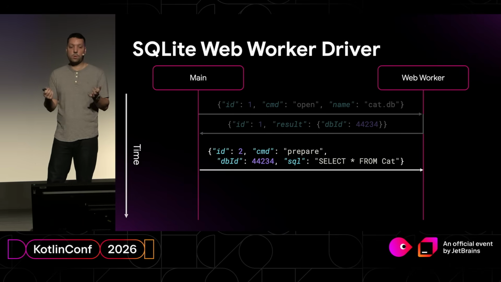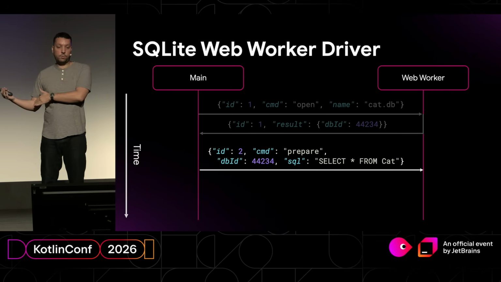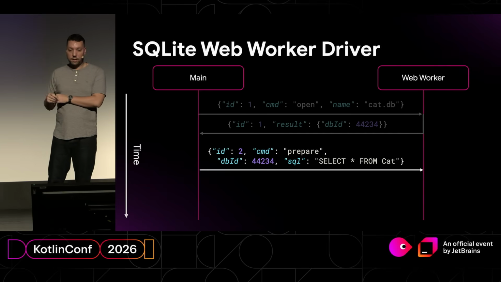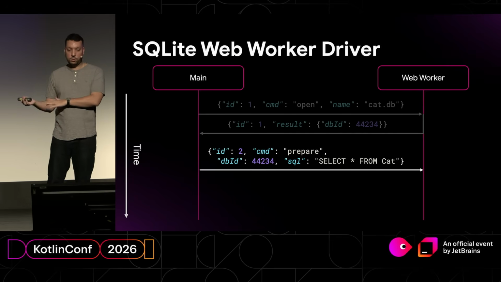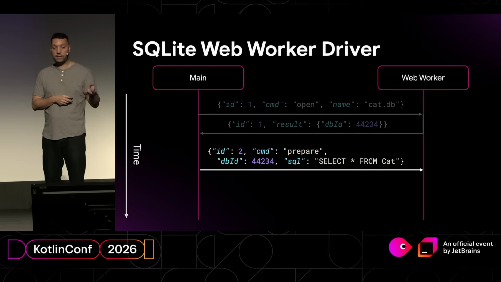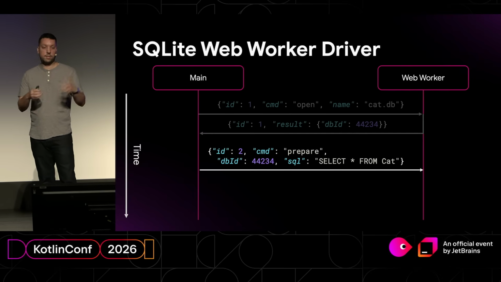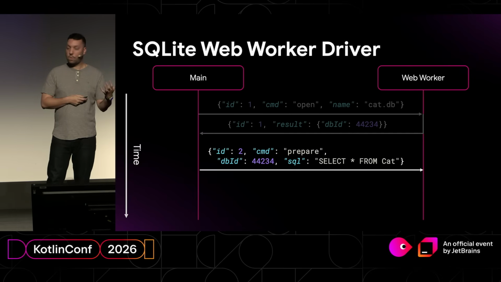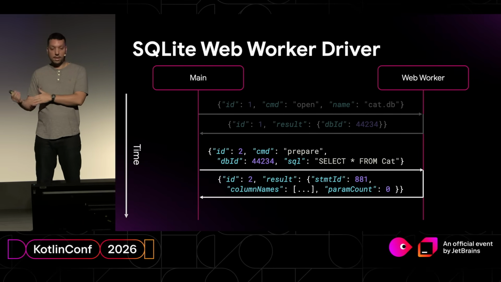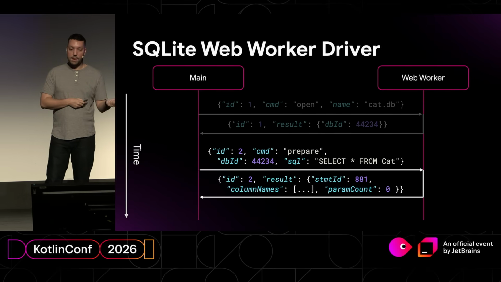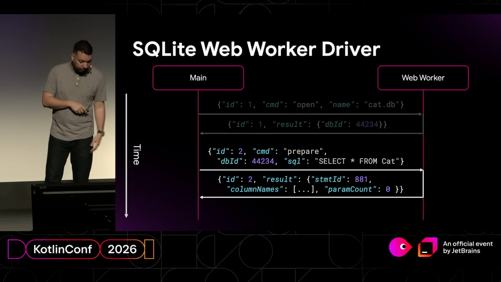Then on a follow-up request, we do a prepare. So we're using those key SQLite driver APIs: open, prepare, and step. In this case, we send a payload to prepare. We give it the database ID, the one it gave us on an earlier message, and then we give it the SQL we want it to prepare. It goes ahead and prepares that statement, responding back with the ID to it and some meta information about it: the names of the columns, how many parameters it has.